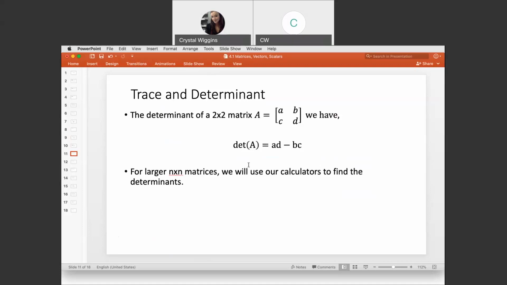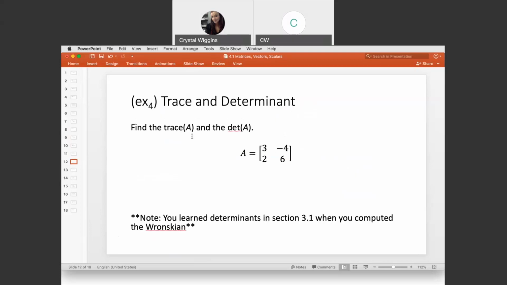It is much faster to find the determinant of a 2 by 2 by simply using this formula, which looks just like a crossover. So you do A times D, come back up, minus B times C. So I think of it as an X. Now, for example, let's find the trace and the determinant of the following 2 by 2.